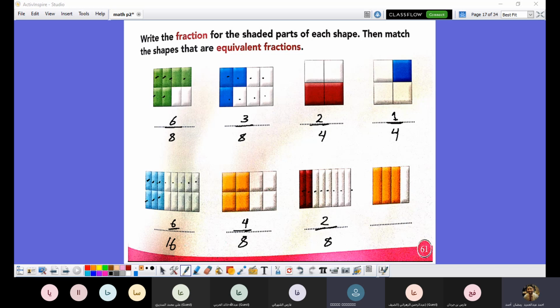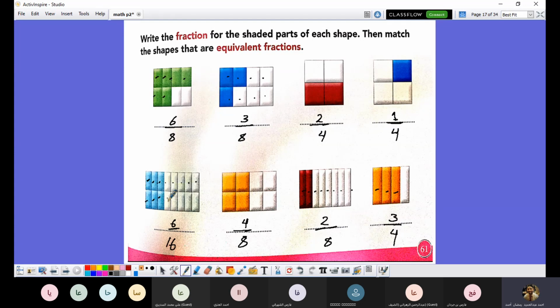Ahmed Al-Anizi. Yes, teacher. How many parts here are shaded? We have 1, 2, 3. We have 3 shaded parts. Okay, all parts equal what? 4. Okay, that's right. Very good.